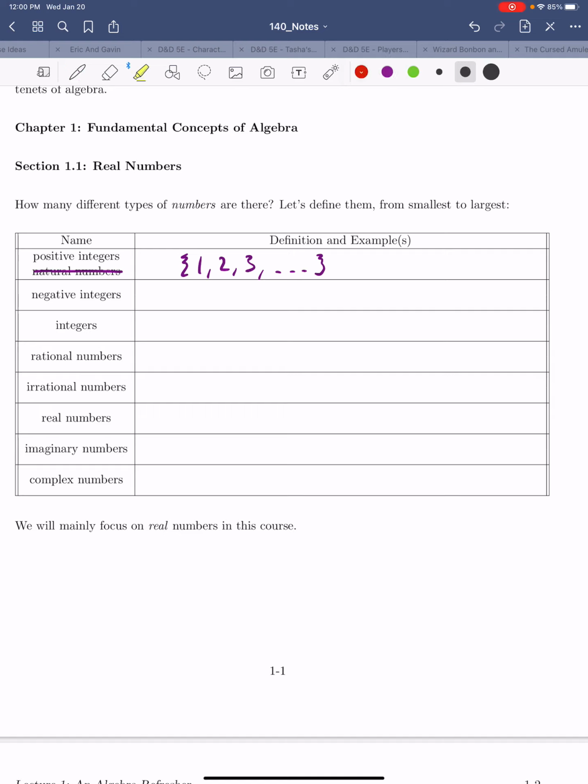Also just want to point out that these little braces right here denote a set. It's the set of elements 1, 2, 3, etc. We're going to be using them a lot today. Maybe not quite so much during the semester, but you'll see them a little bit.